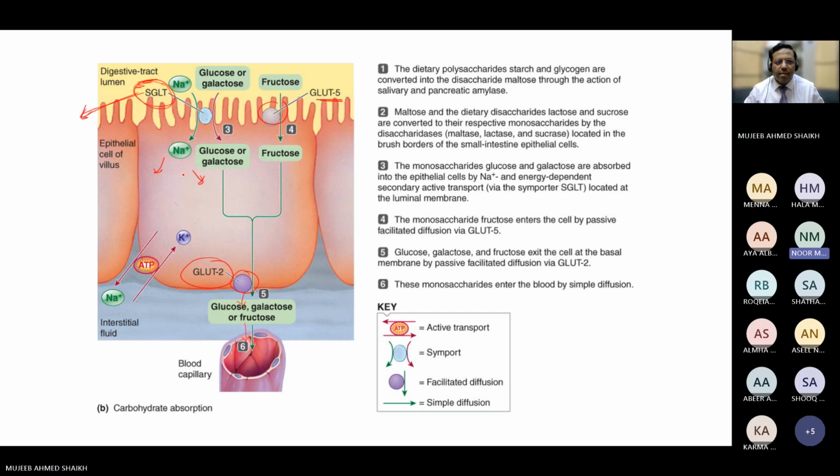Maybe any deficiency in these, SGLT or anything congenital, can affect it. Maybe, very good. It can be a genetic disorder with an abnormal SGLT, so glucose cannot be absorbed. Very good, excellent. More common than this.